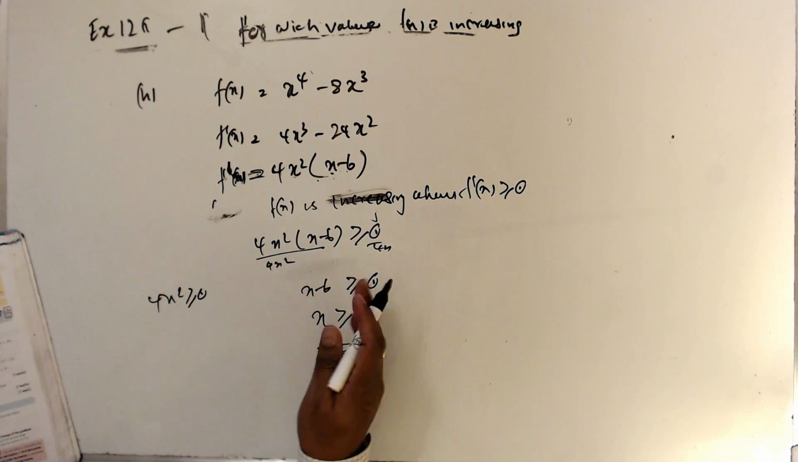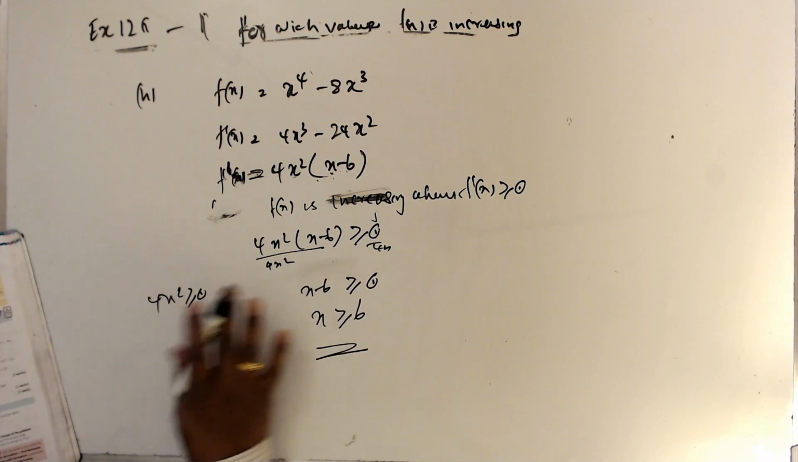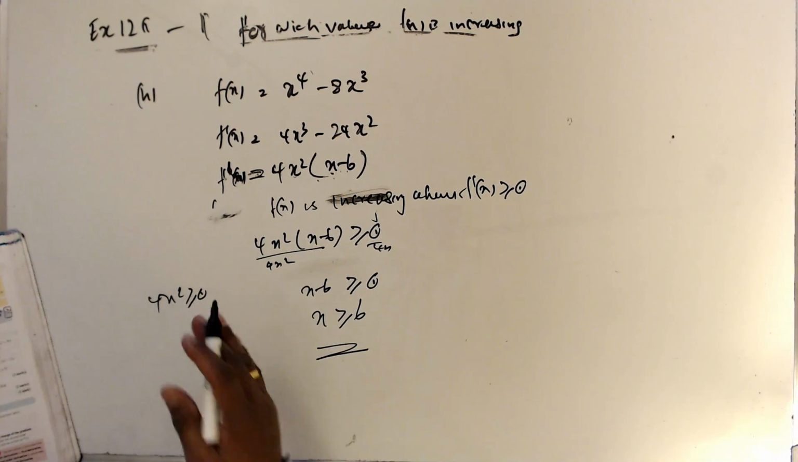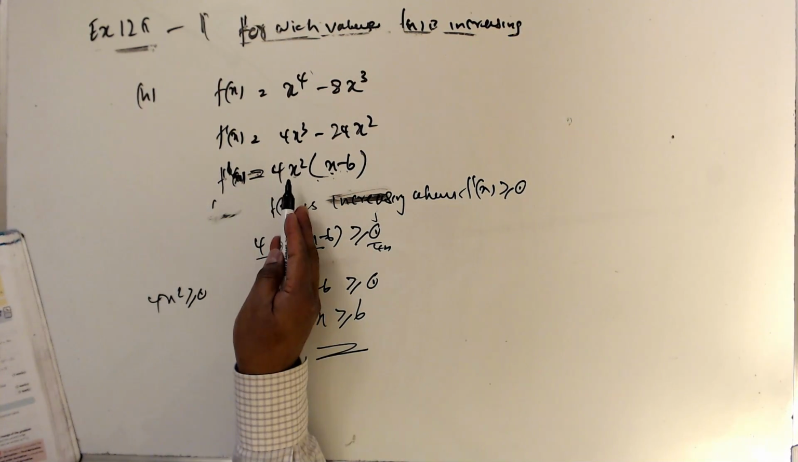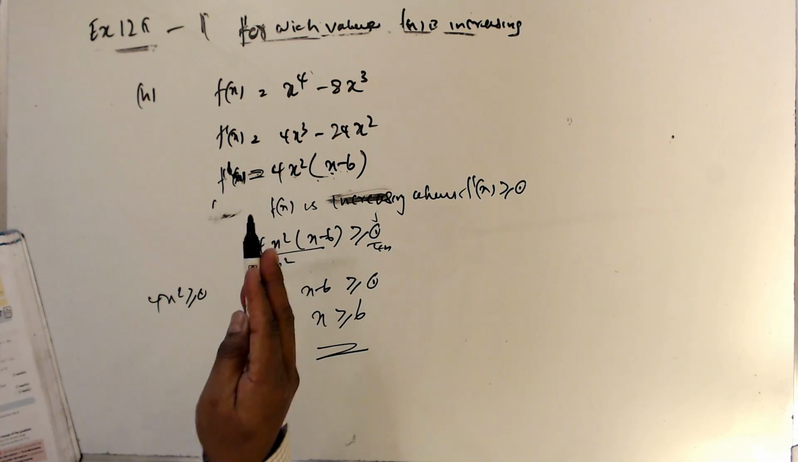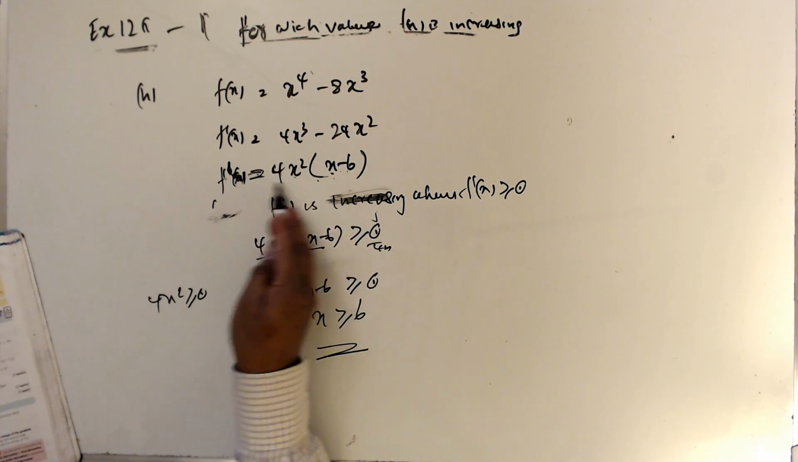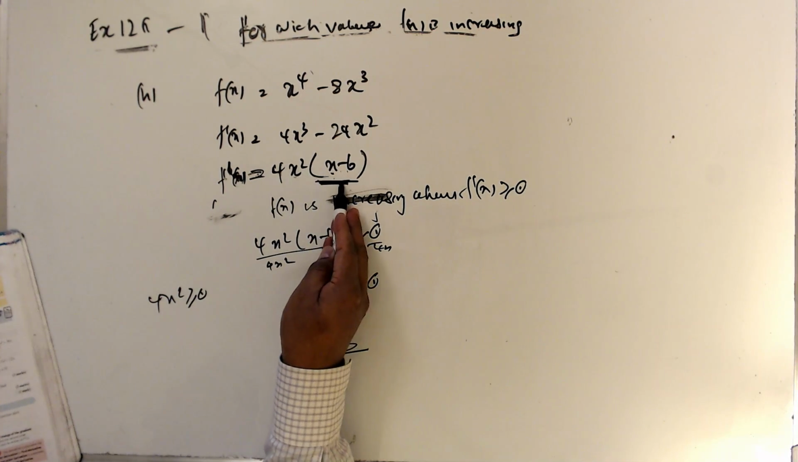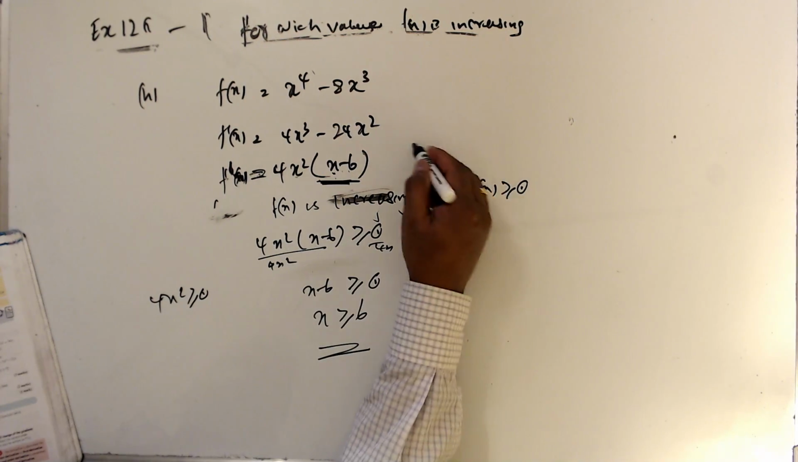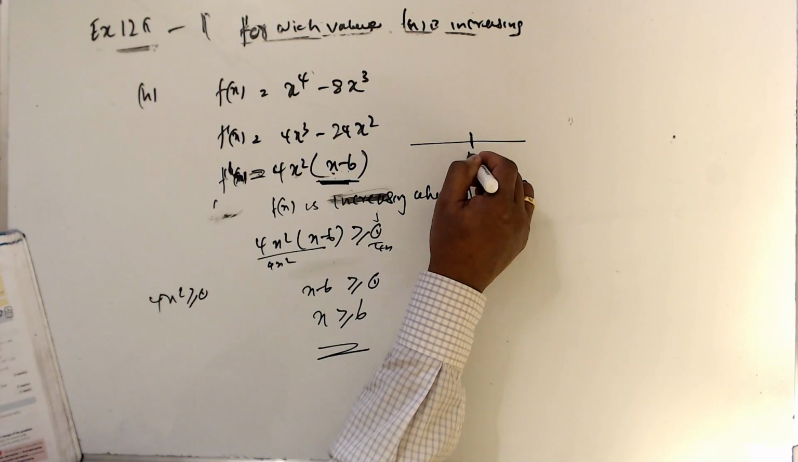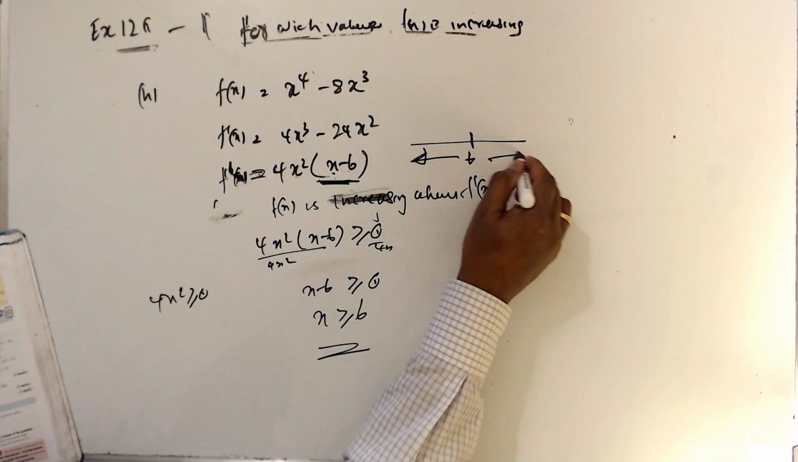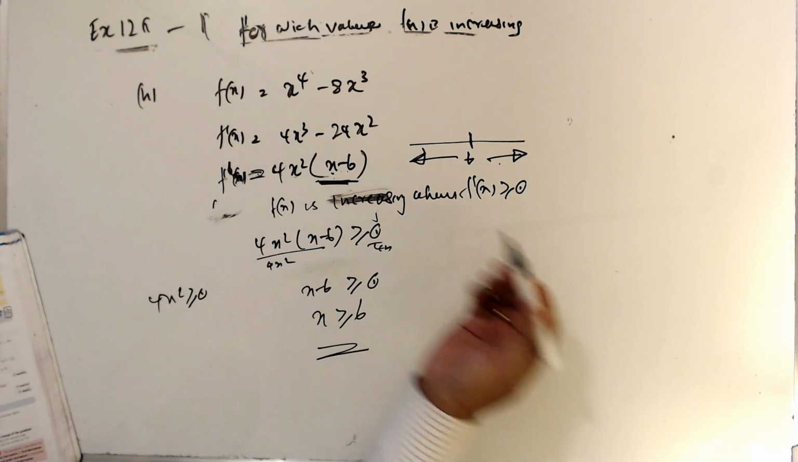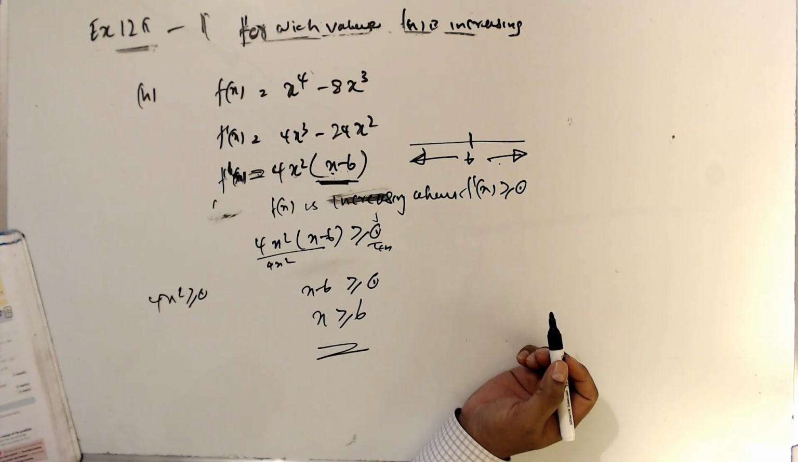So this way you can take the answer, a kind of organized answer, but you should know what is going on, the real idea. x squared is positive, because of that this term depends only on this one. So then we realize that we can break the number line into two parts: one is less than 6, another one is greater than 6. If it is greater than 6, f dash is greater than 0. That's all.